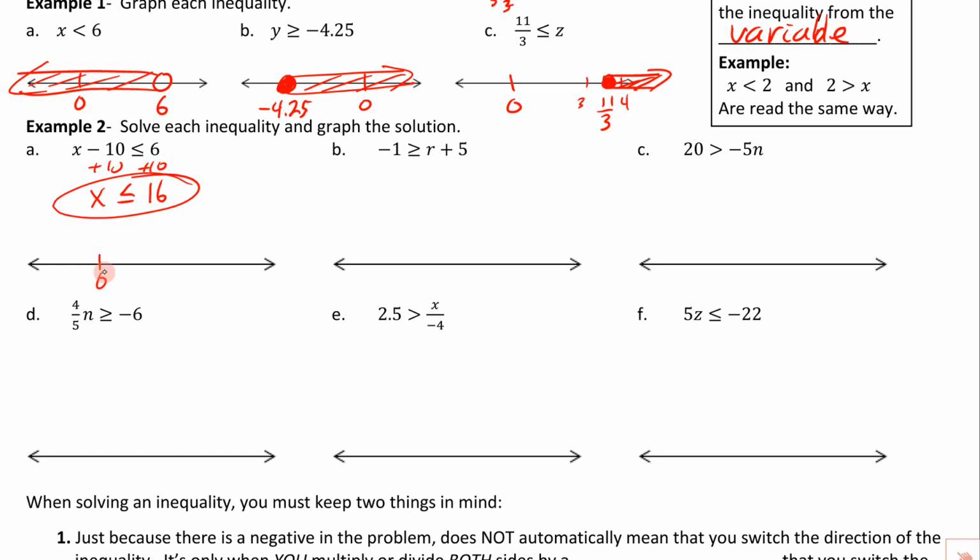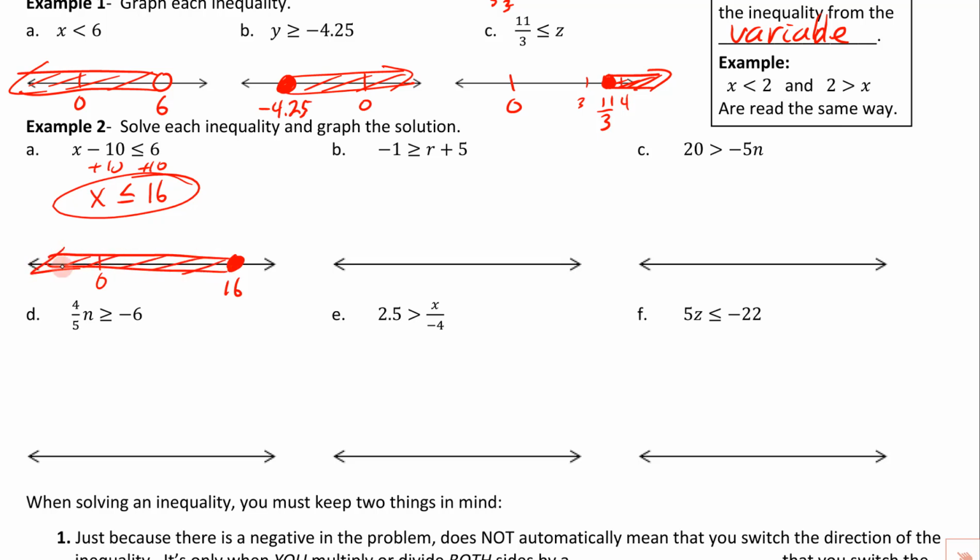So I'm going to put a 0 right here. I'm going to put a 16 right here. I'm going to follow my rule there. I'm going to figure out whether or not I leave it open or close it in. We're going to close this in, and then again we're going to read from the variable. X is, on the small side, x is less than 16. So we're going to shade this direction right here.